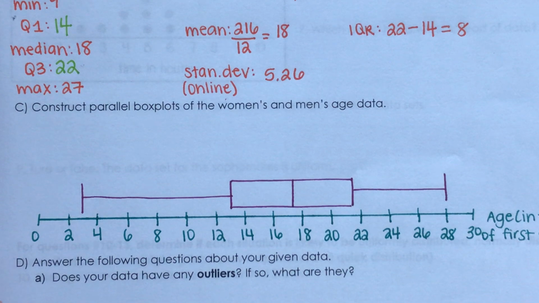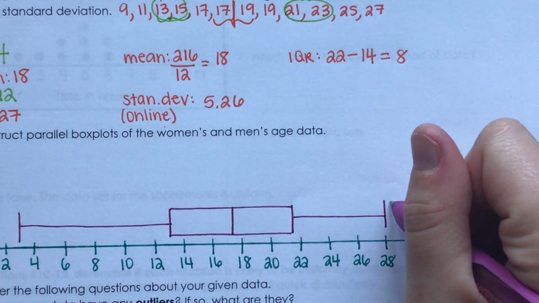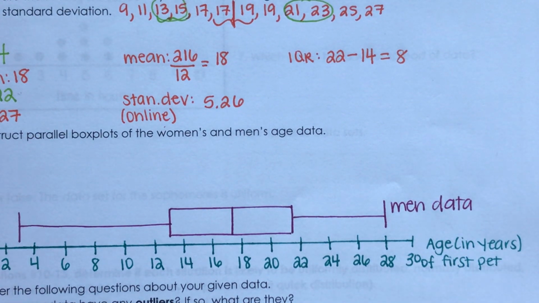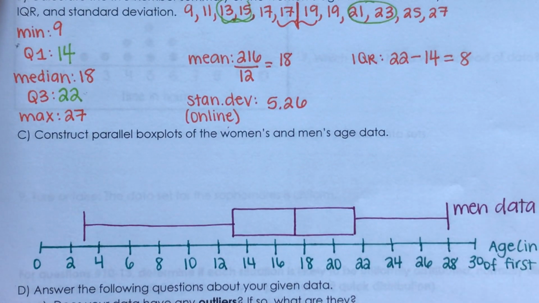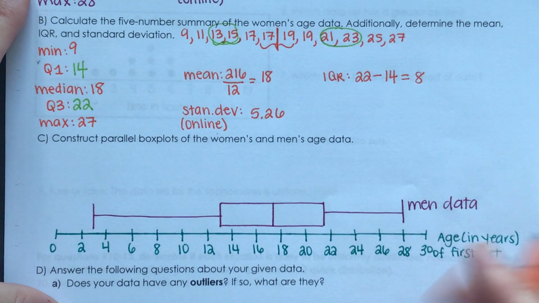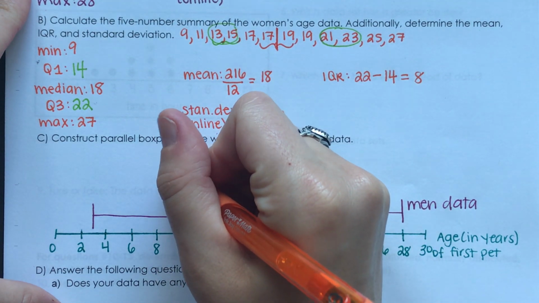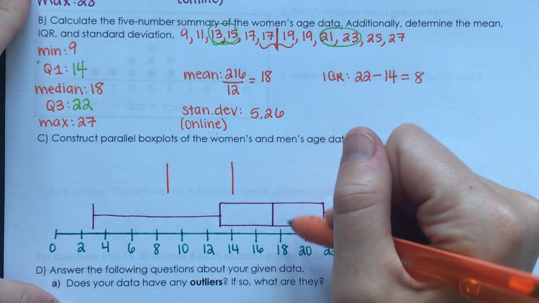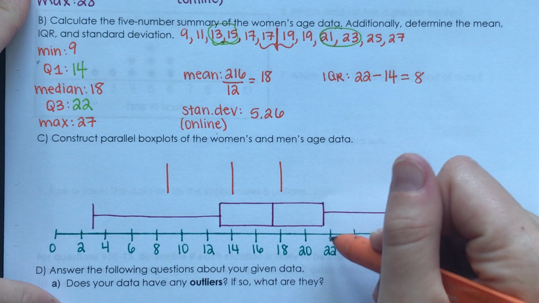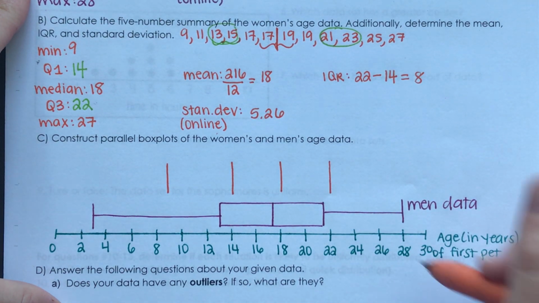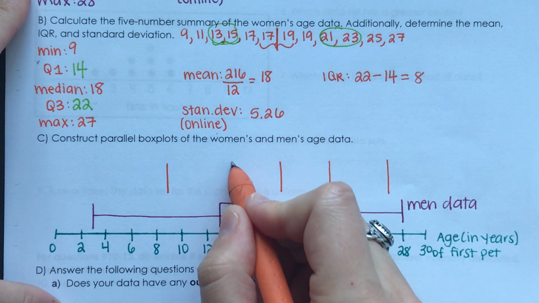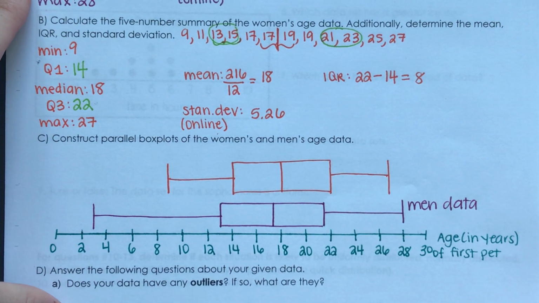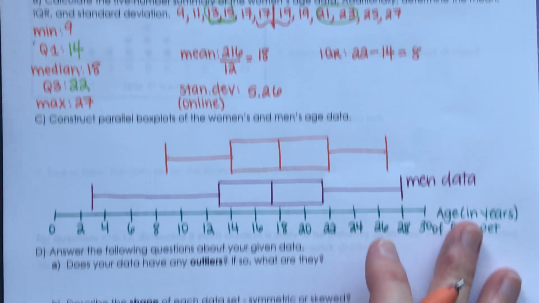And now I'm going to do my women right on top. So I'm going to label this. This is my men data. Now I'll do the women. Zoom out just a little here. Okay, so my minimum is 9. Quartile 1's 14. 18. 22. 27. Here's my box. And you can tell that this one looks like it's pretty much the same on both sides.